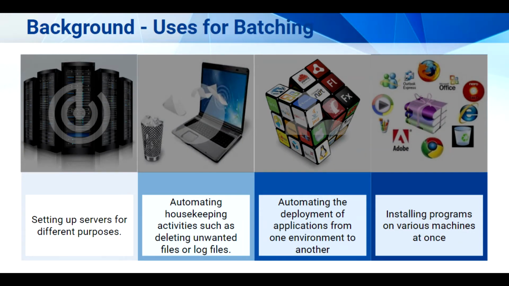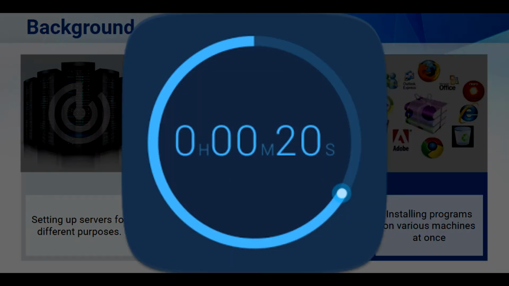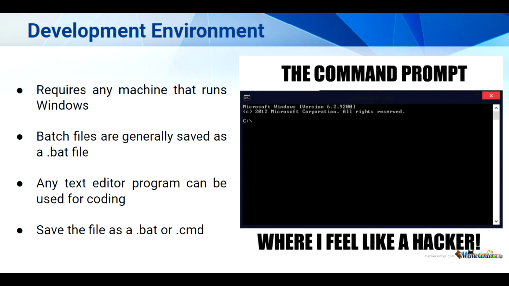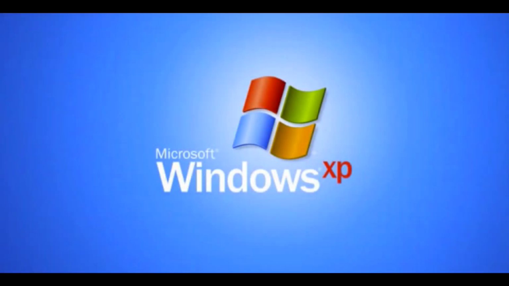Another very powerful use is that of installing programs on various machines at once. And not only this, but you can also do simple stuff like setting timers with built-in calculators or accessing and creating files. To code in Windows batch scripting, all you require is a machine that can run Windows.